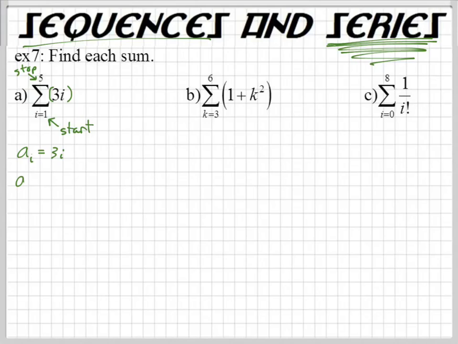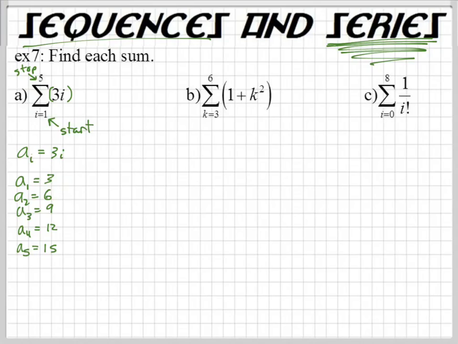So that means a sub 1 would equal what? 3. A sub 2 would equal 6, and then a sub 3 would equal 9. And then what would a sub 4 equal? 12. And then a sub 5 is the last one that I would need to do. 15. Why is a sub 5 the last one I need to do? Because it says that's the stop.